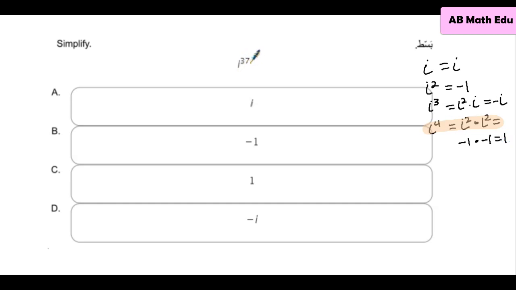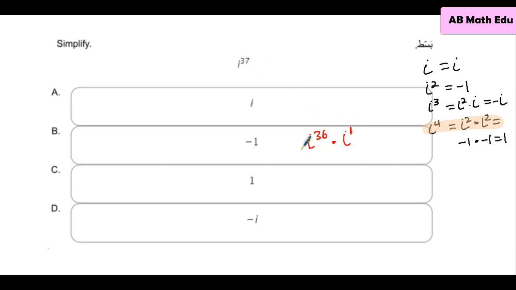So i to the power 37, how many sets of 4s can go in here? You realize that it's going to be 9. 4 times 9 is 36. So here you're getting i^36 times i. If you want, you can put the 1. This one is still that 37.